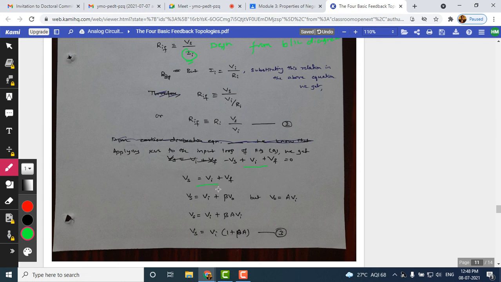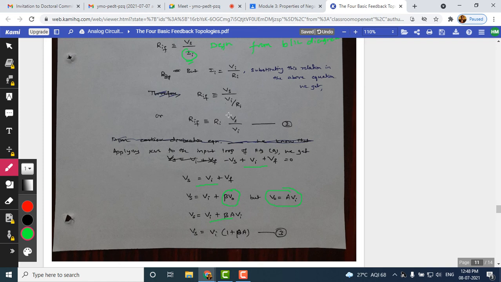This can be written alternatively like this: Vs is equal to Vi plus Vf. We can transfer Vs, Vi and Vf to the other side. And now Vf is nothing but beta times V naught, so substitute for Vf. We also know that V naught is nothing but A times Vi. This is the basic amplifier output voltage equation. Substitute here for V naught. So you get Vs as Vi plus beta A Vi. Vi can be taken as a common factor. So Vs is equal to Vi into 1 plus A beta.